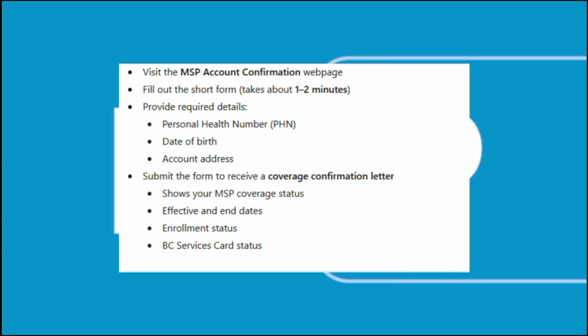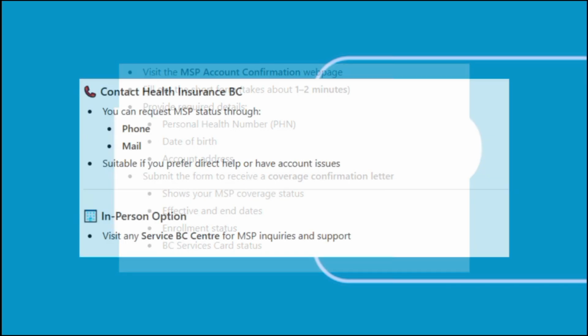In the form, you have to provide personal health number, date of birth, and account address. Then submit the form to receive a coverage confirmation letter that shows your MSP coverage status, effective end dates, enrollment status, and BC service card status.